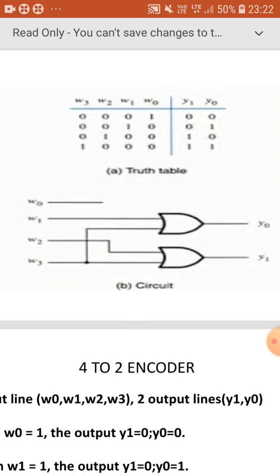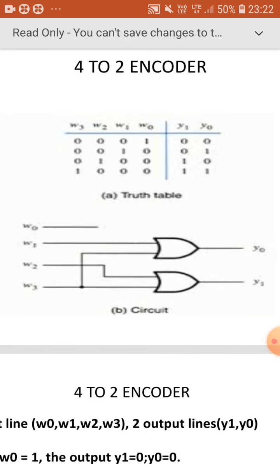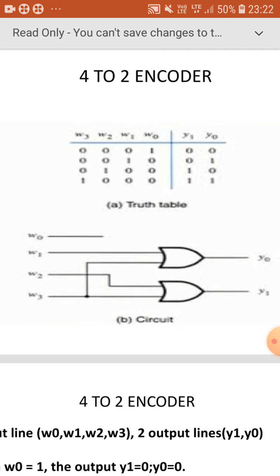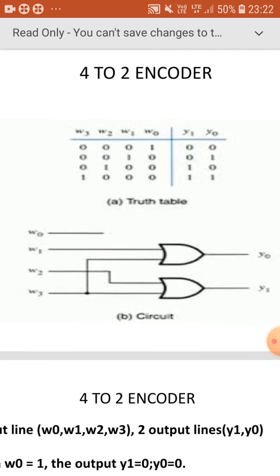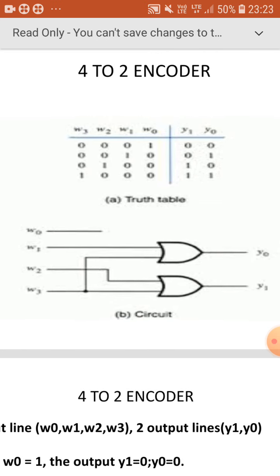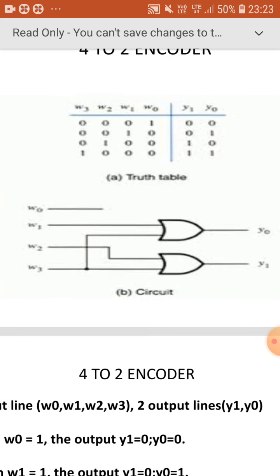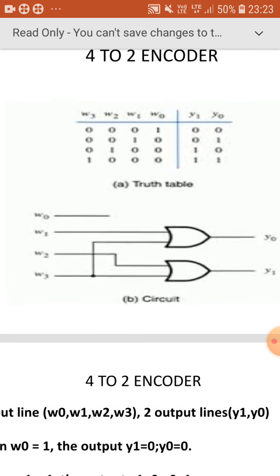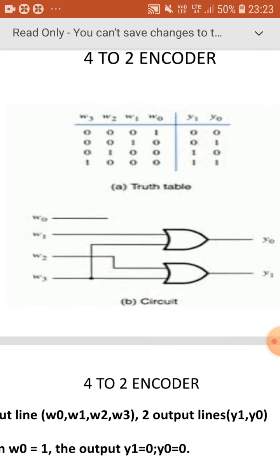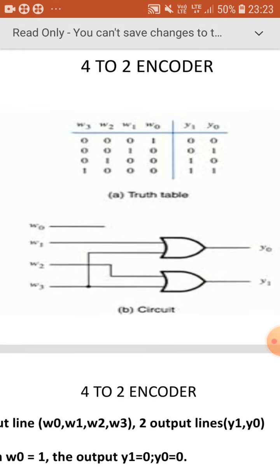So you see the truth table. Y1 is equal to 1 when W2 is equal to 1 or W3 is equal to 1. So you see the first column Y1. First 0, next 0, next 1, 1. See the third row and fourth row. If W2 is 1, then Y1 is equal to 1. If W3 is 1, Y1 is equal to 1.